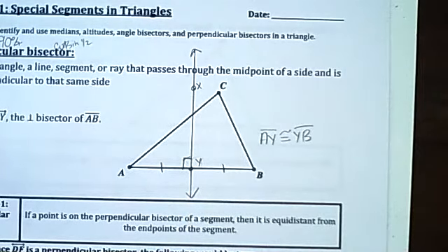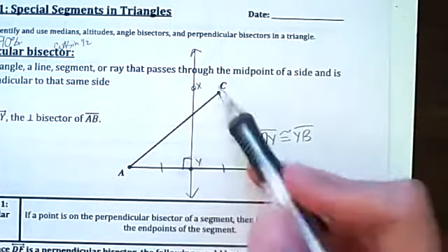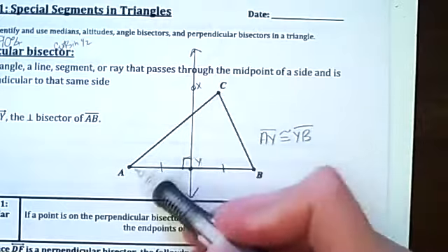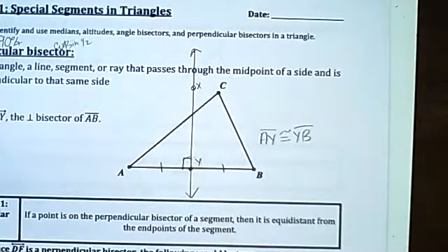You can have 3 perpendicular bisectors in every triangle. Every side can have a perpendicular bisector. So I could draw one through here. I could draw one through here. Now, when you have all 3 of them drawn in, they all intersect at one point. That's called the point of concurrency. That's the second part of this section. That's what we're going to do on Thursday.